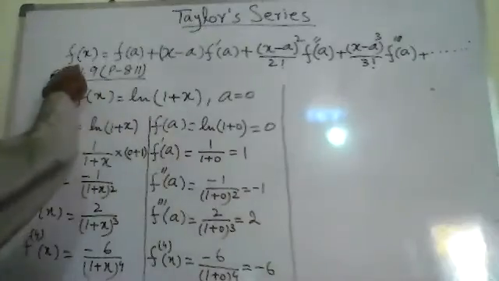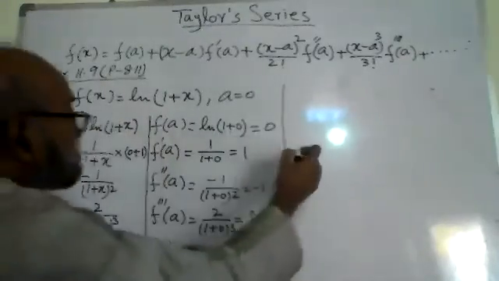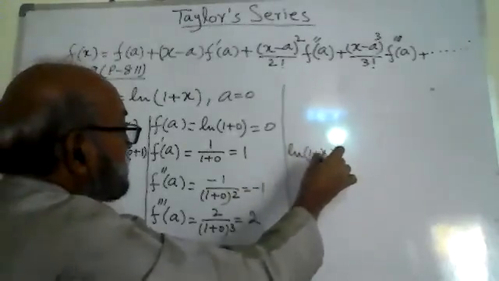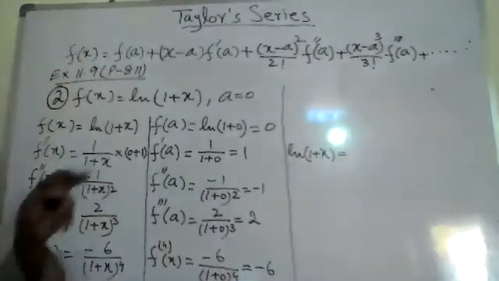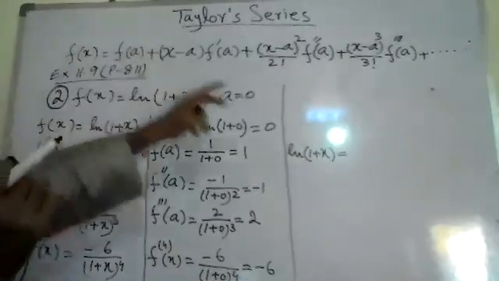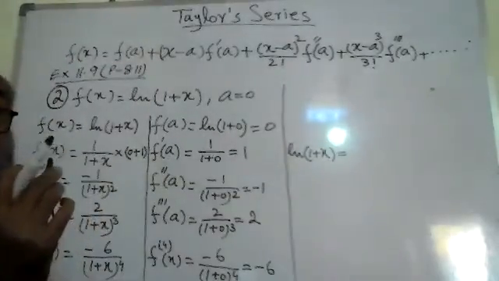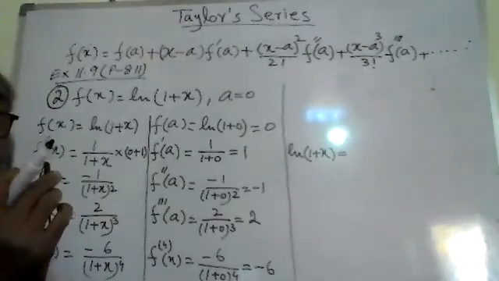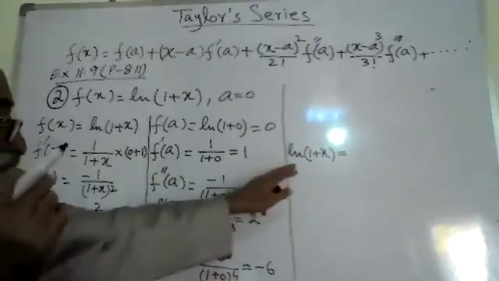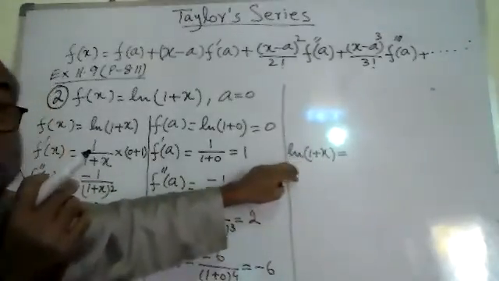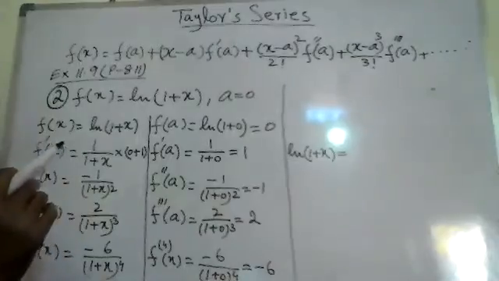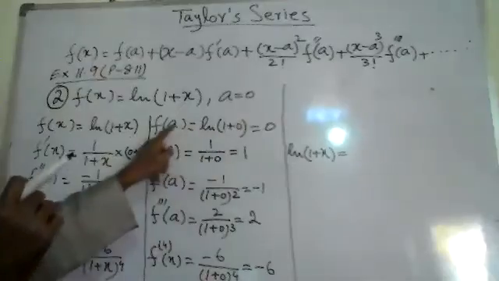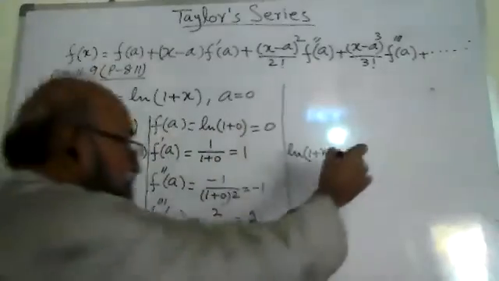f of x is ln 1 plus x is equal to, first of all, we have to write the f of x. What function is being expanded? That function is compulsory to be written over there. Is equal to f of a, f of a is equal to 0.